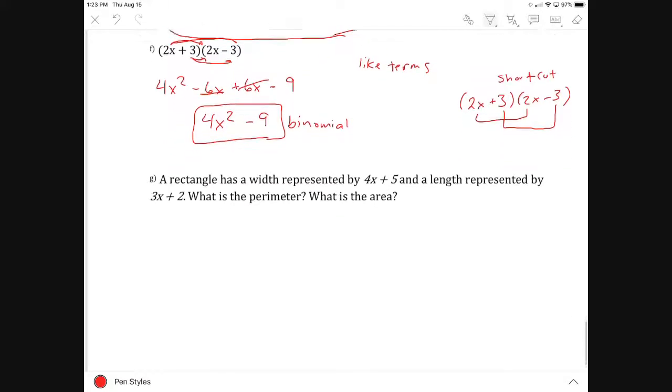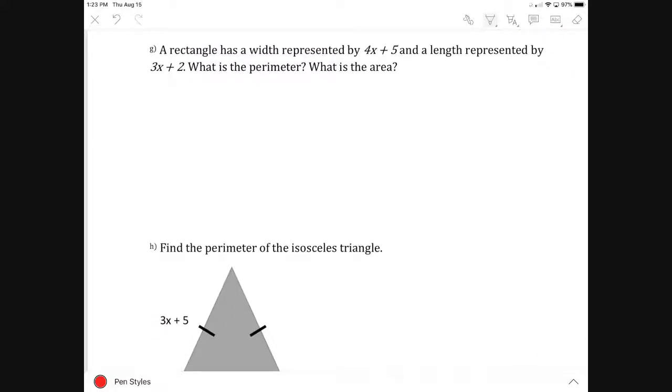Okay, next thing we're going to do is work through this word problem. A rectangle has a width represented by 4x plus 5 and a length represented by 3x plus 2. What is the perimeter and what is the area? So first, we're going to do the perimeter. Remember our equation for perimeter is P equals 2L plus 2W.